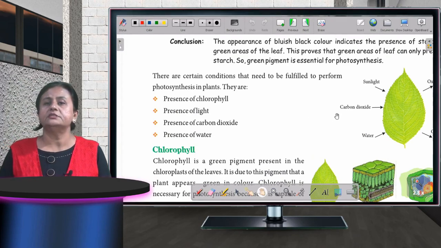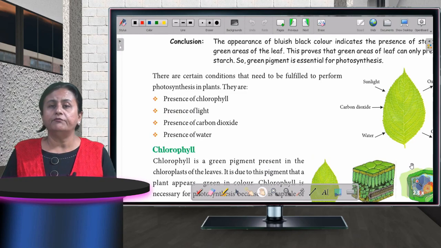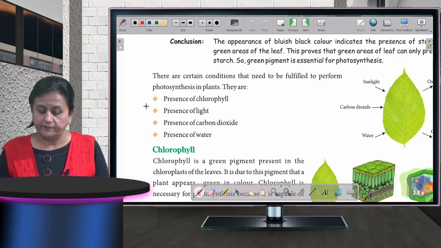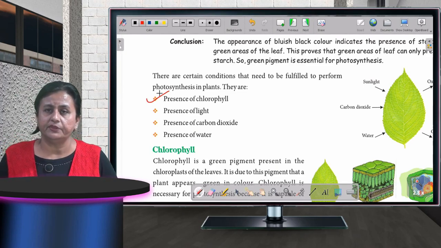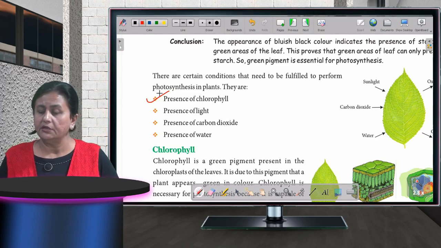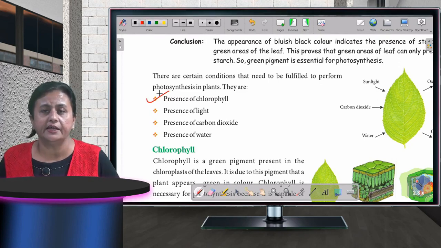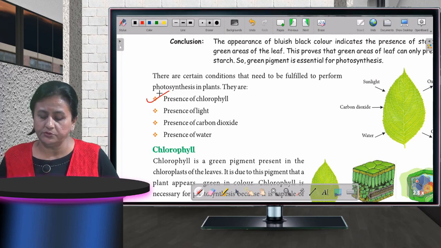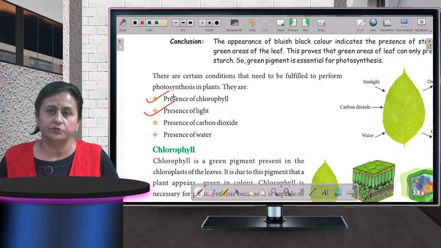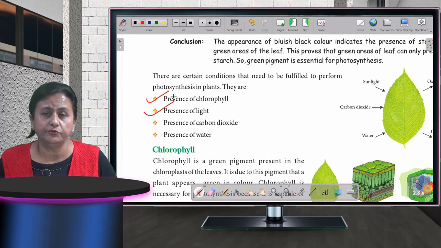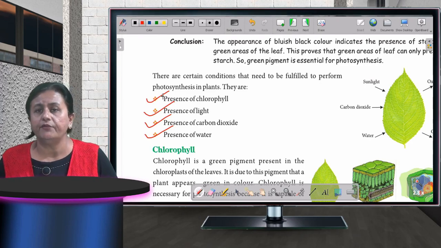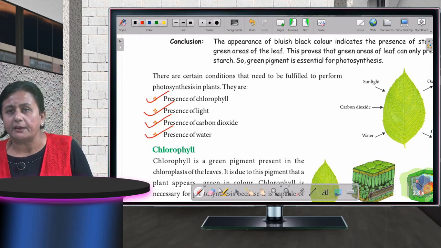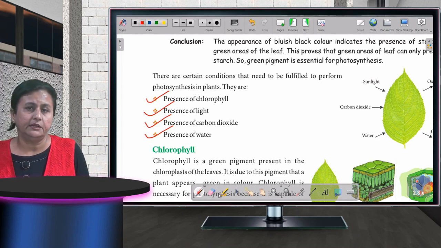So there are certain conditions that need to be fulfilled to perform photosynthesis in a plant. First is the presence of chlorophyll. Chlorophyll is the green pigment which is found in the leaves. What is the function of chlorophyll? The sunlight is falling on the plants, and chlorophyll, being green in color, absorbs and traps that sunlight and helps in the process of photosynthesis. Then presence of light. As I told you, sunlight is very much required. All the plants make their food during the daytime. Then presence of carbon dioxide and presence of water. All these four things are very important. In case any one of them is absent, then photosynthesis does not take place properly.